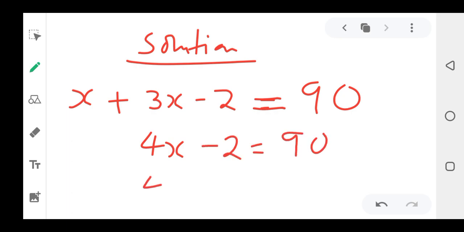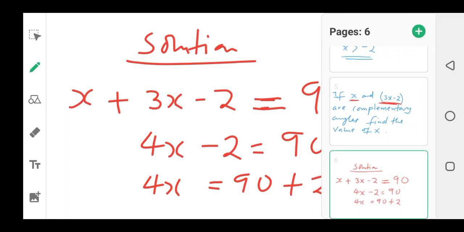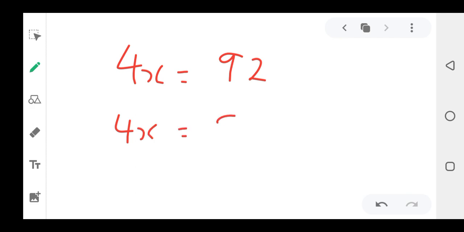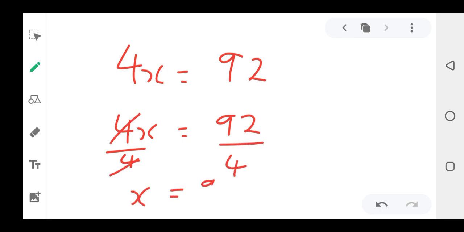Okay, so 4x, this is negative 2, it will cross this side, and it becomes positive 2. So it will be 4x is equal to 92. So 4x is equal to 92. So you divide by 4 this side, even this side by 4. So x is equal to 92 divided by 4.